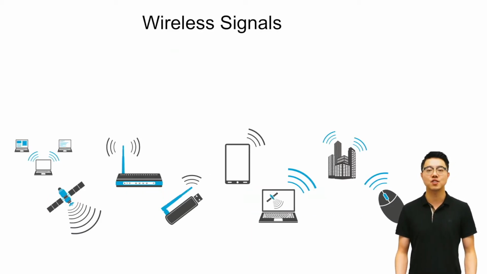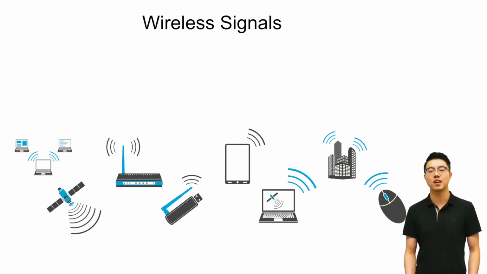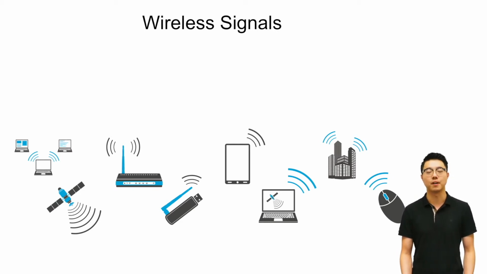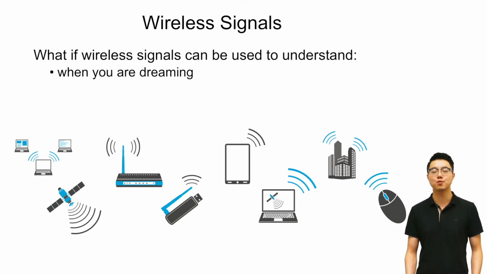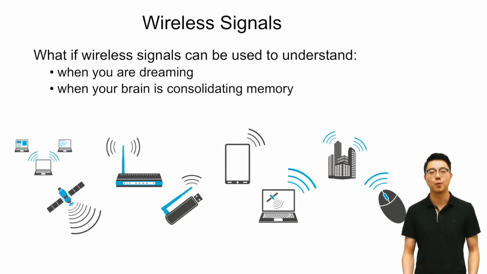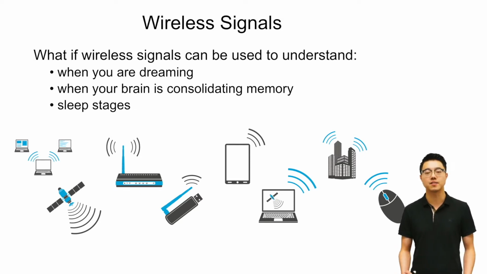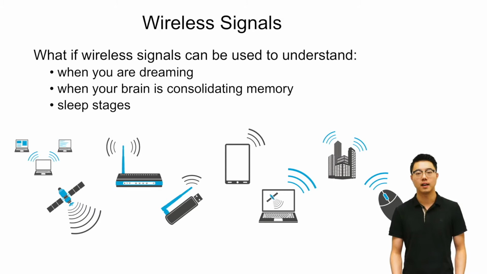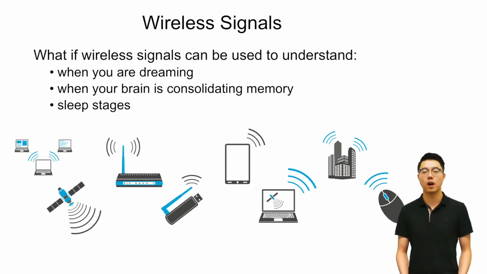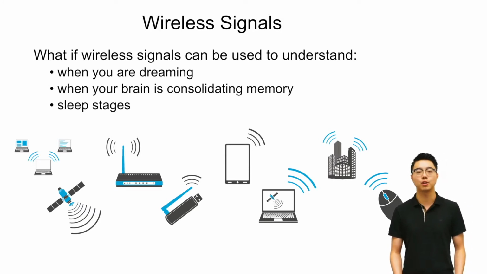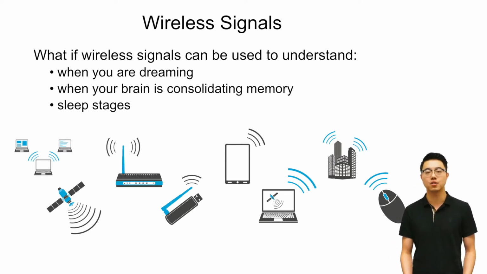We all live in the sea of wireless signal. For example, you are now sitting in the conference room in Sydney, surrounded by Wi-Fi, cellular, etc. What if somebody comes and tells you that such wireless signals can be used to understand when you are dreaming, when your brain is consolidating memory, or more generally your sleep stages? How can we do that? Is this even possible at all? This is exactly the topic of my talk today, and I'm going to show you how we can use wireless signals together with a new model to learn sleep stages without putting any sensor on your body.